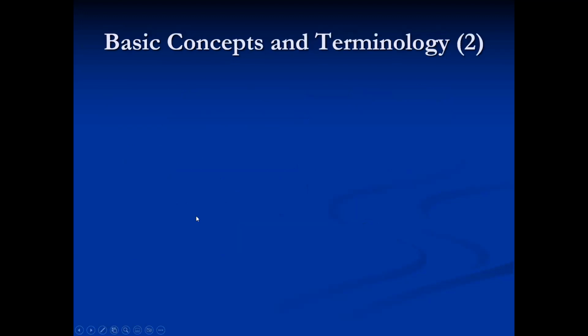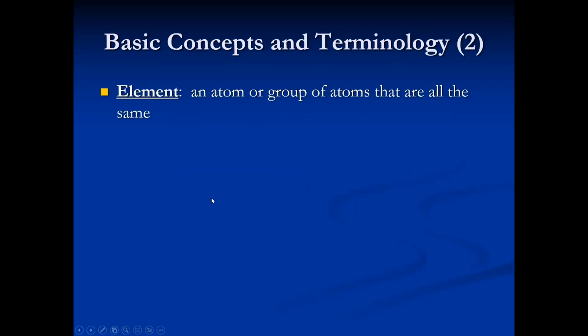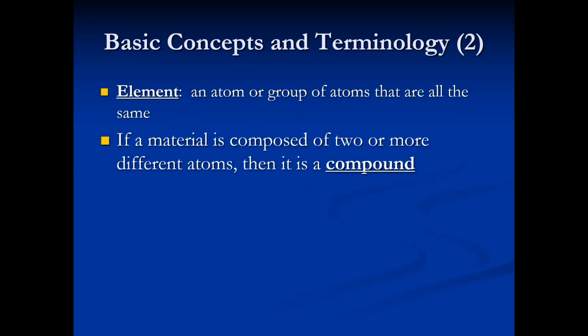What are some more basic concepts and terminology? What is an element? Well, it's an atom or a group of atoms that are all the same. For example, if you have pure gold, 24 karat gold, it's all gold atoms, and that makes it an element. Same with oxygen. If it's pure oxygen, that's an element because it's just oxygen atoms. If a material is composed of two or more different atoms, then it is a compound.